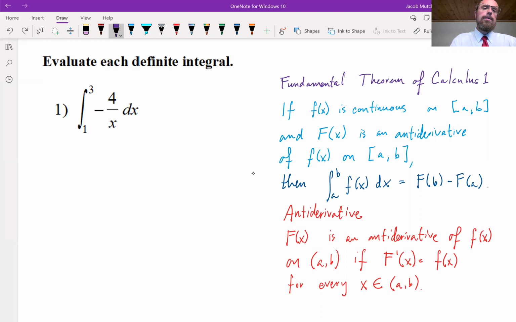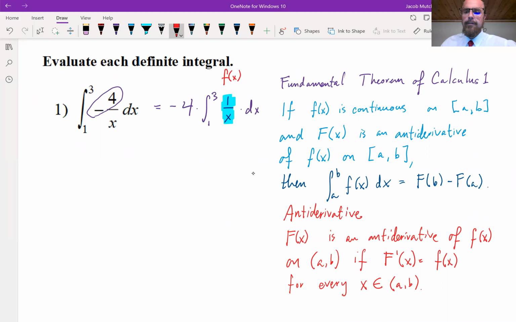So one thing I notice is that I have a negative and a constant 4 there in the numerator, and that can pass on the outside of the integral. So my first step is to rewrite this as -4 times the integration from 1 to 3 of simply 1 over x times dx. Now the reason I do that is because that much simplifies this f of x. If we're going to identify this with the fundamental theorem of calculus 1, that's my f of x.